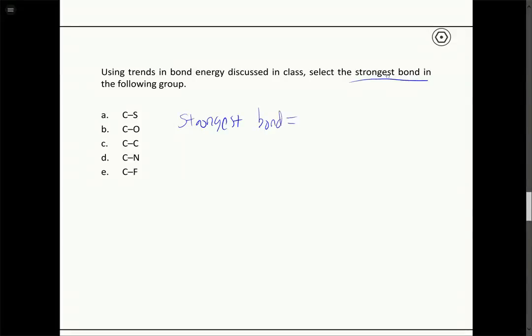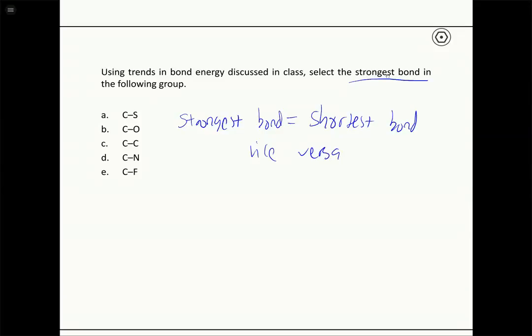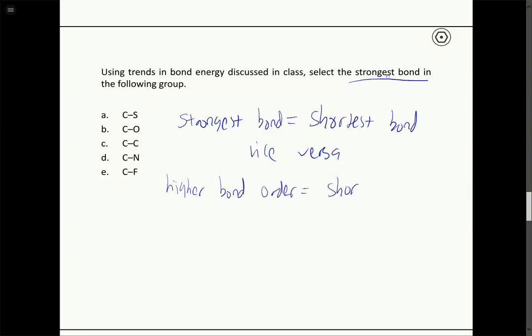The strongest bond is going to be the shortest bond, and vice versa. So if you're looking for the weakest bond, it's going to be the longest bond. So if we're comparing two bonds, we just want to figure out which one has a shorter bond distance. The other thing also is that we have to remember that bond order sometimes plays a role in this. It's not going to matter in this question because these are all single bonds, but higher bond order is going to also correlate with the shorter or stronger bond.